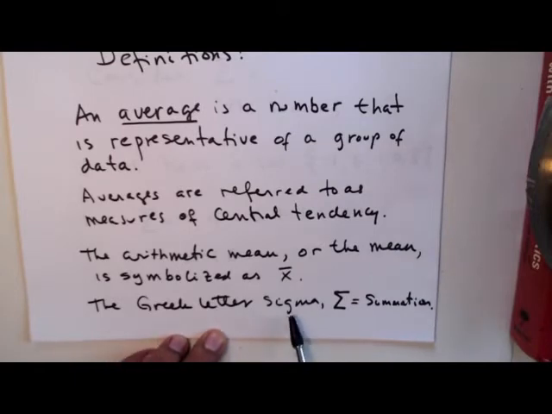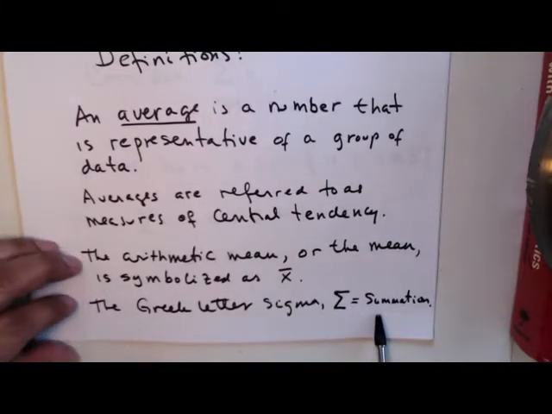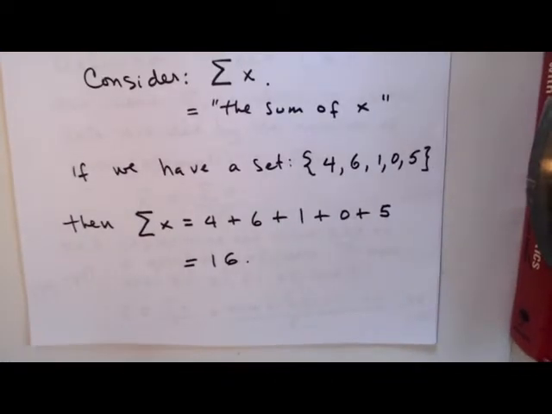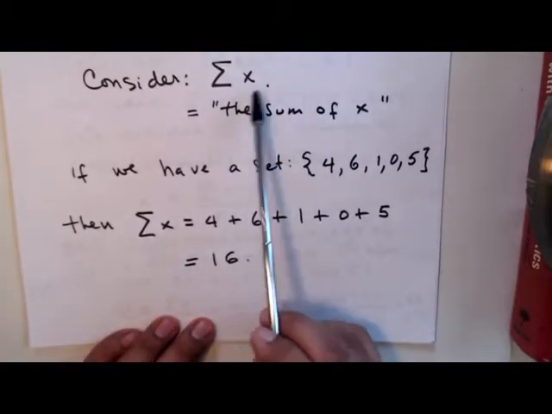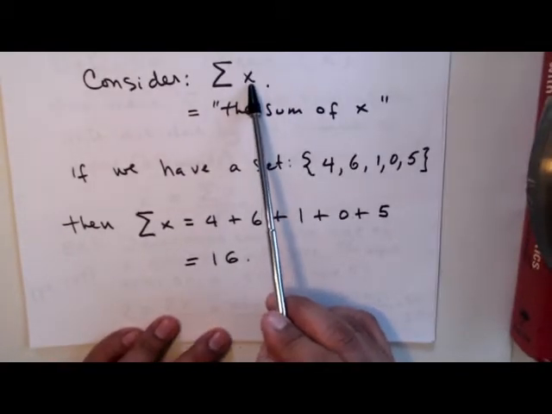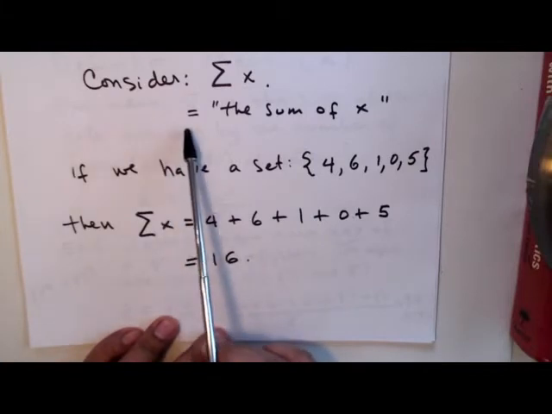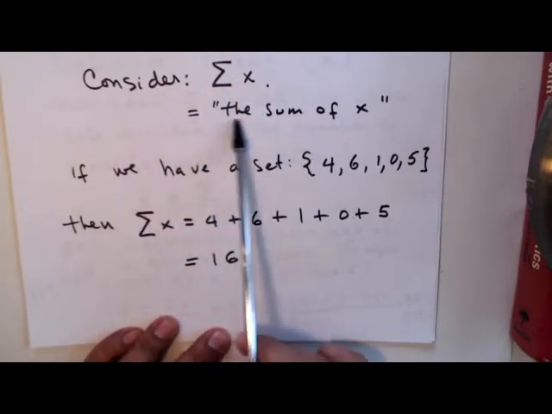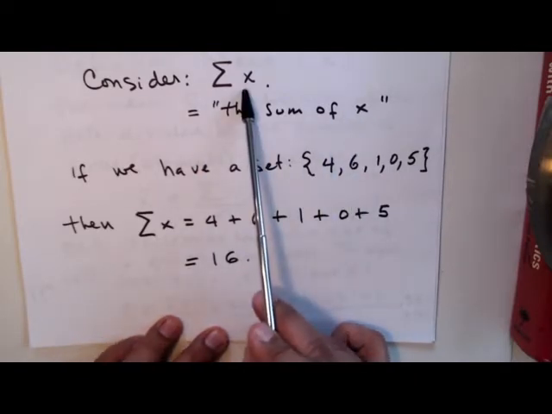The Greek letter sigma is like an M turned over. It represents summation. This is very important, this sigma. Now let's consider the summation of x, right? So this is considered the summation of x is equal to the sum of x.